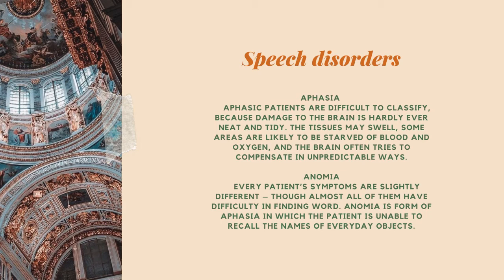Speech disorders. Aphasia. Aphasic patients are difficult to classify because the damage to the brain is hardly ever neat and tidy. The tissues may swell. Some areas are likely to be starved of blood and oxygen, and the brain often tries to compensate in unpredictable ways. Anomia. Every patient's symptoms are slightly different, though almost all of them have difficulty in finding words. Anomia is a form of aphasia, in which the patient is unable to recall the names of everyday objects.